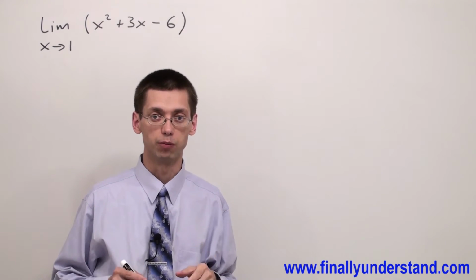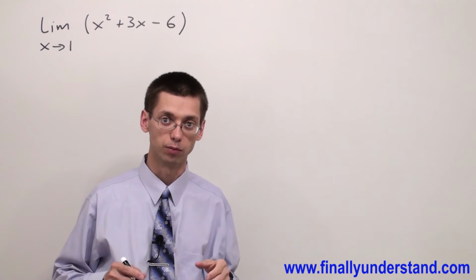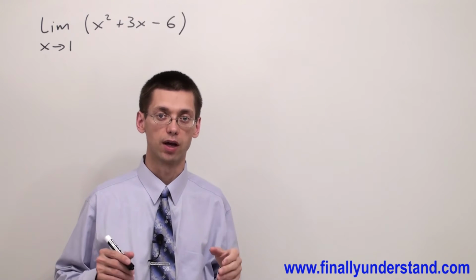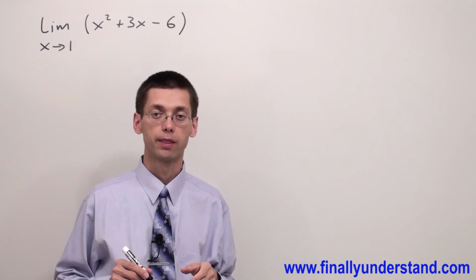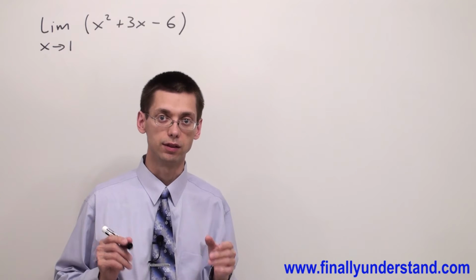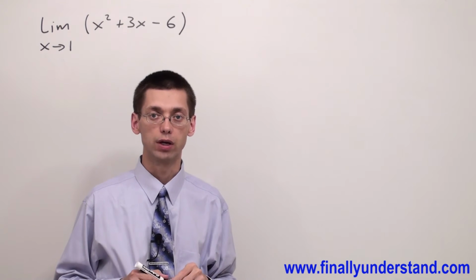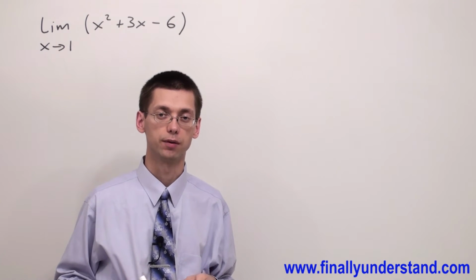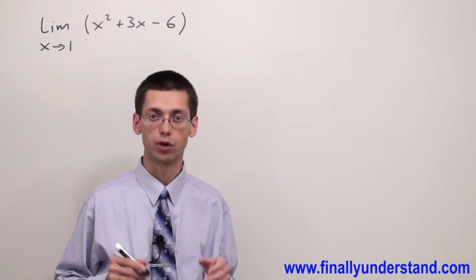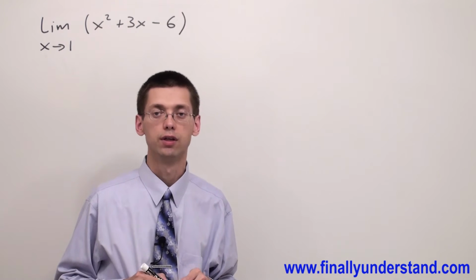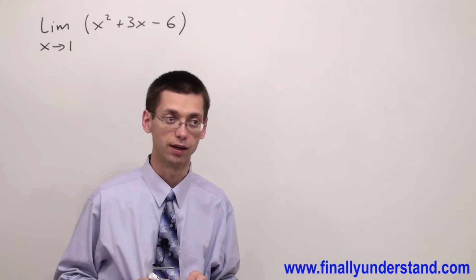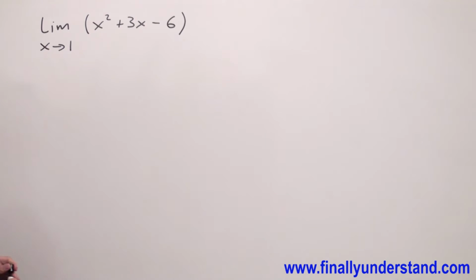You're supposed to remember that the limit of the sums is the sum of the limits. The limit of the differences is the difference of the limits. When we have the limit of the product, we have the product of the limits. When we have the limit of the quotient, we have the quotient of the limits. What I mean by that?